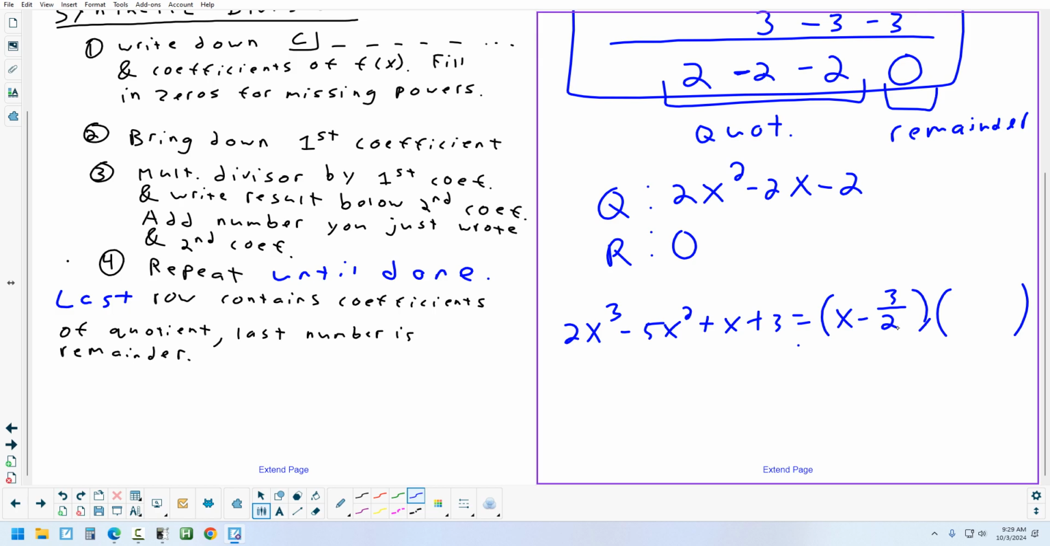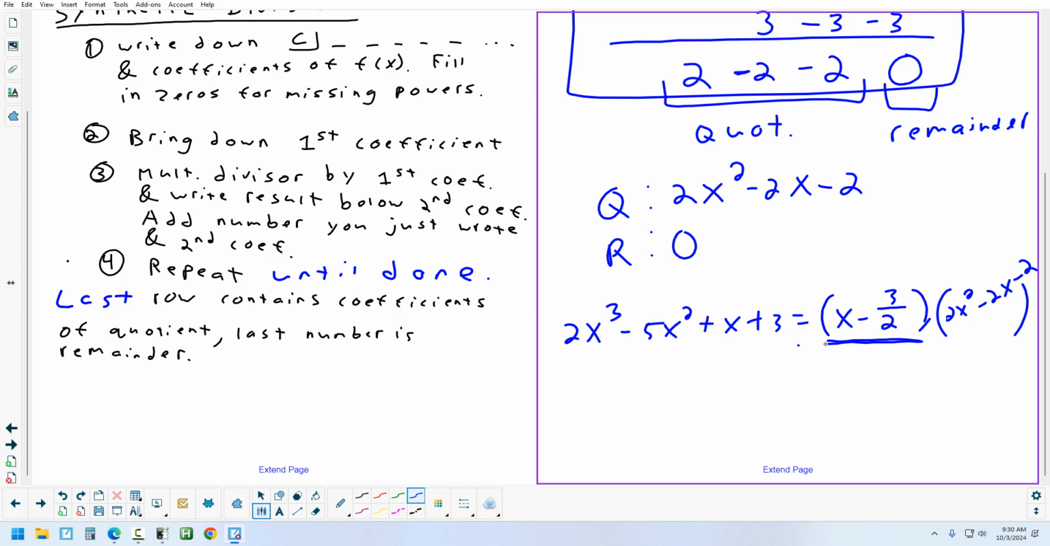Yeah? 2x squared minus 2x minus 2. Yeah, it's the quotient, right? If you know that something is a factor and you divide it into the original problem, the answer that you get is the other factor. So any question on showing that 3 halves was a root and then factoring the cubic that we had?